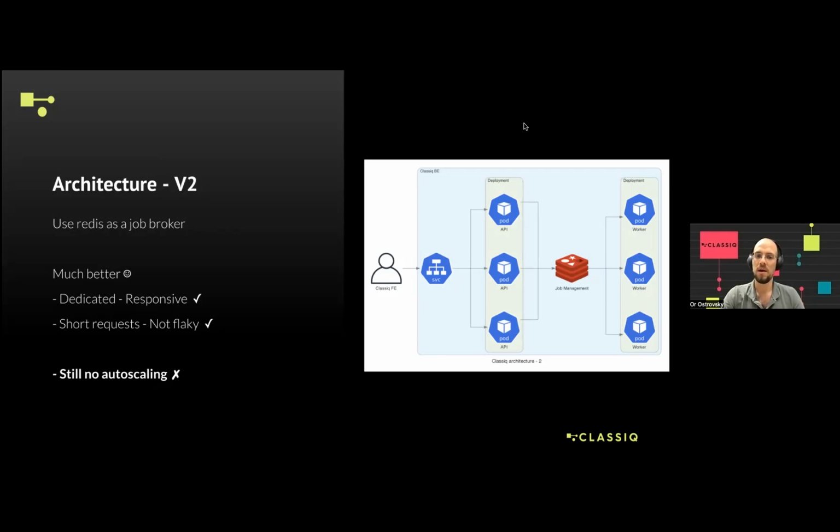So we now have significantly better responsivity, because now the longest task that the API servers have to handle is submitting jobs to Redis. Everything that is longer than that can be replaced by submitting the job to Redis. And second, because the requests are now much shorter, we no longer encounter the flakiness issue. Now, if we close the client, we can just resume querying the same ID, and the job will still be there. We didn't lose any progress.